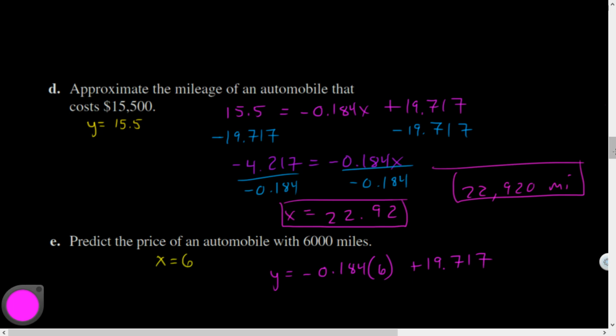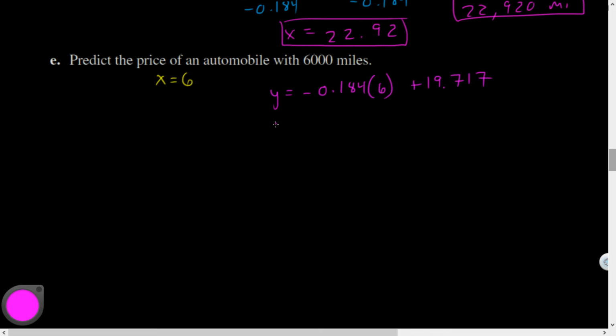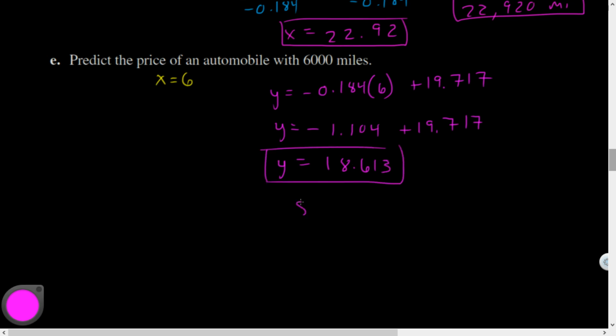And, man, I'm having a hard time finding my scroll bar. There it is. So y equals, multiply 6 by negative 0.184. I'll show my calculations here so you can follow along. Add them up. And I get 19.717, giving me a total of 18.613. So what does that mean? That means the expected price, the predicted price is $18,613.